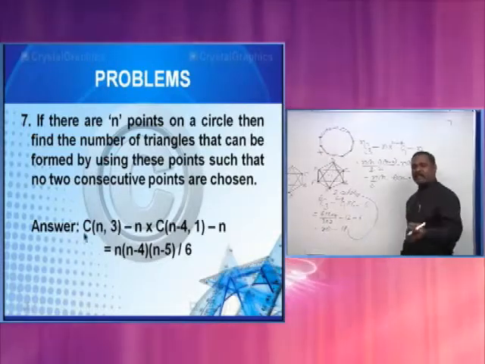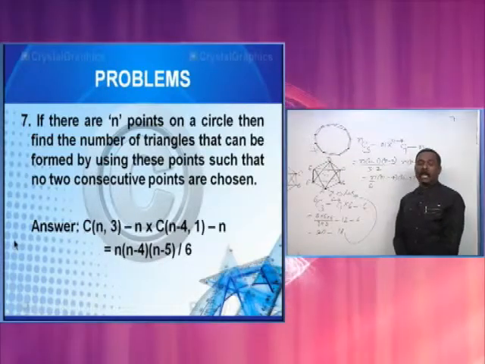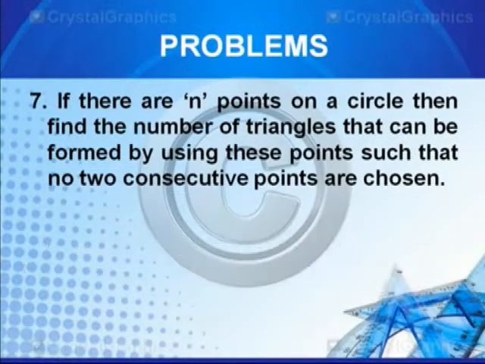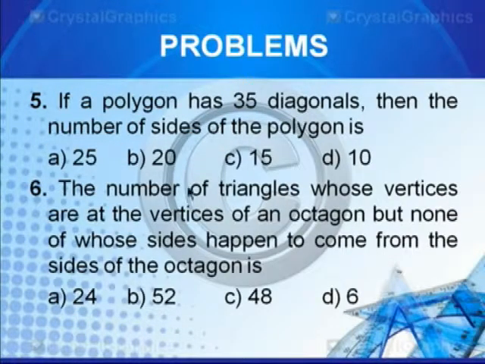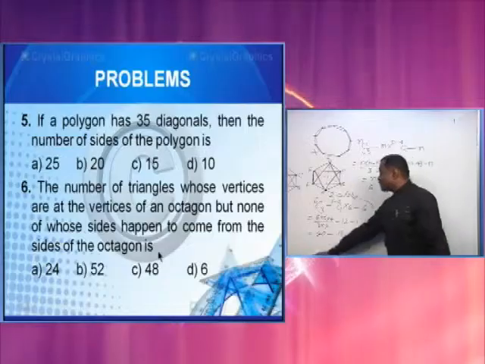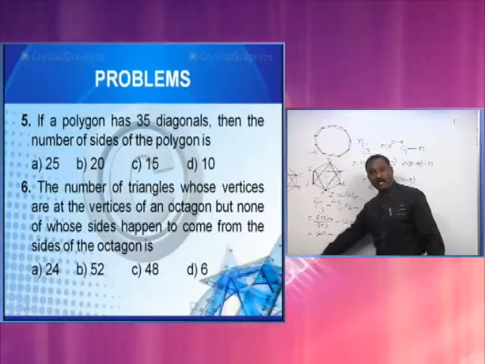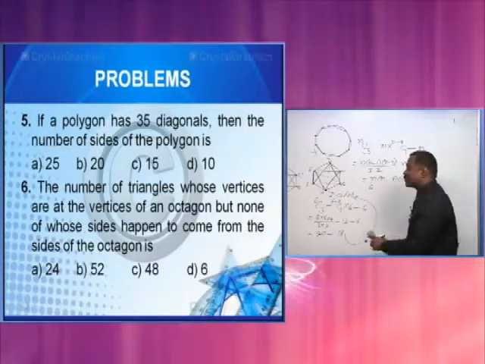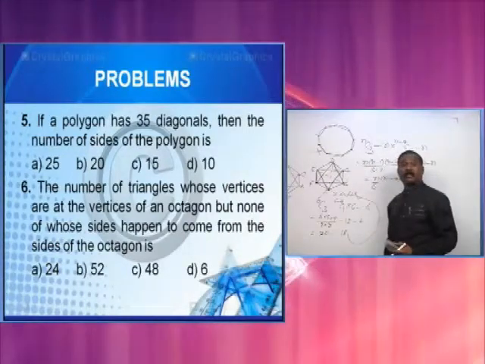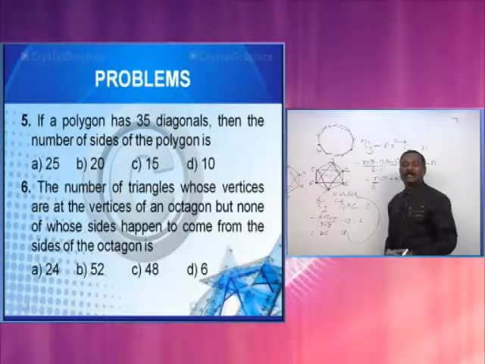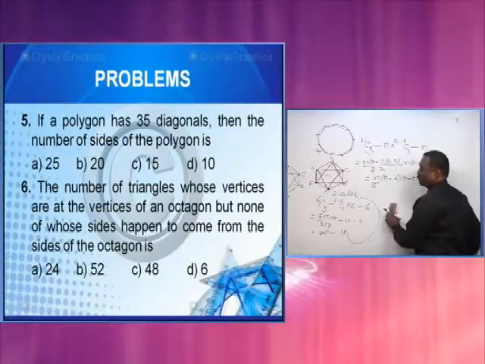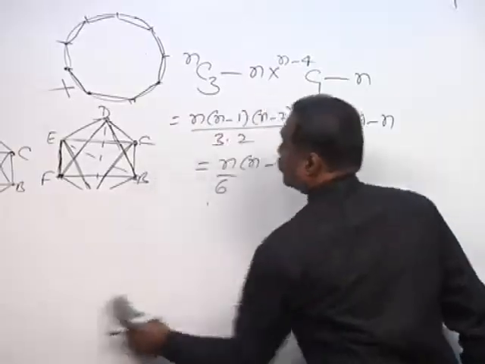So if you go to the previous question now, sixth question: the number of triangles whose vertices are at the vertices of the octagon, but none of whose sides happen to come from the sides of the octagon. What is n in this case now? What is n? Please apply and tell me the answer now, because you are asking the doubts. Let me see how many of you answer this question based on this formula, please. Here it is an octagon.